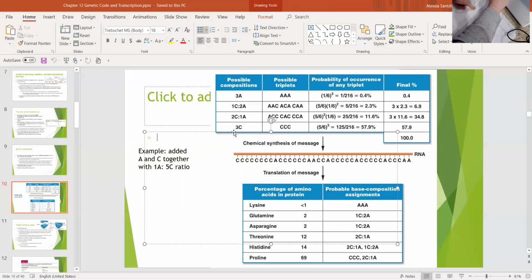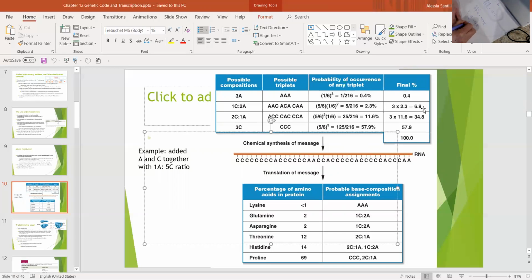How about the chance for getting one with 3 C's? So C, C, C. To incorporate a C, that would be a 5 out of 6, right? Because it's 1 in 5 cytosine, so 5 out of 6. Multiply all that together, and that gives you a final percentage of 57.9. Then we have other ones, like maybe 1 C and 2 A's. I'm just going to read off the table now, it happened about 6.9% of the time. But what does that mean?